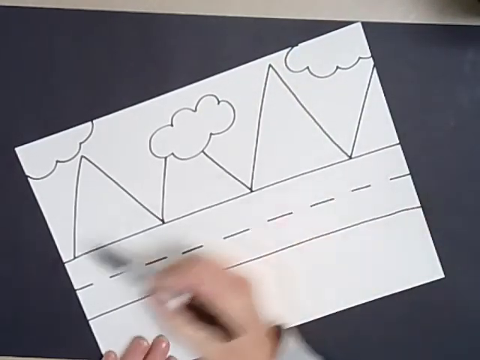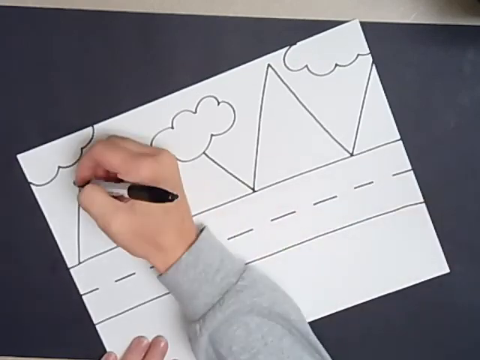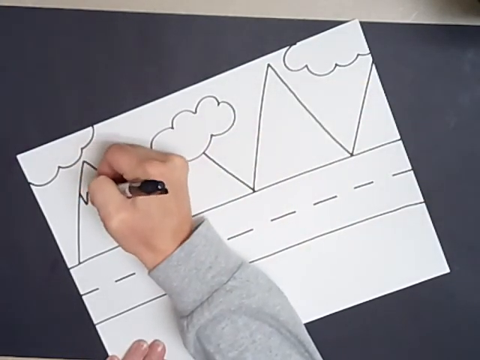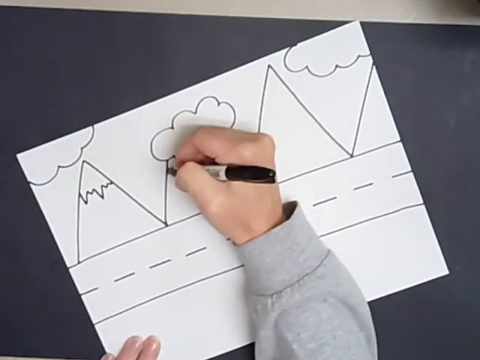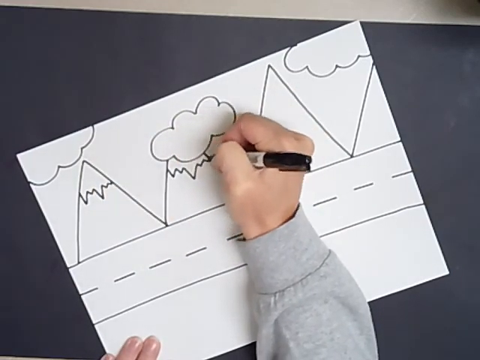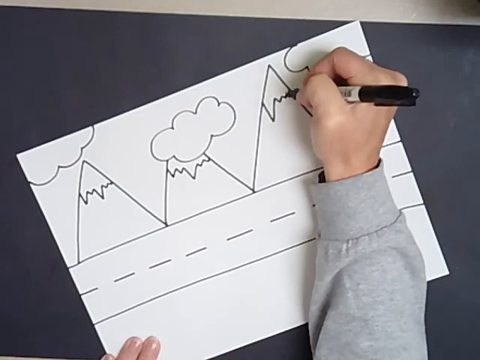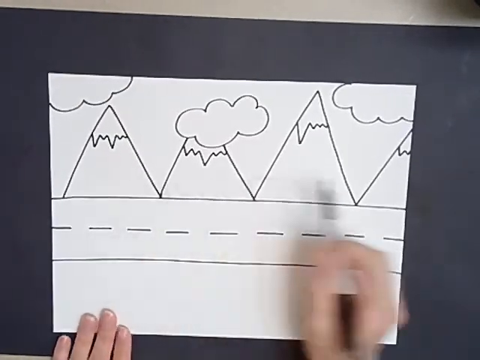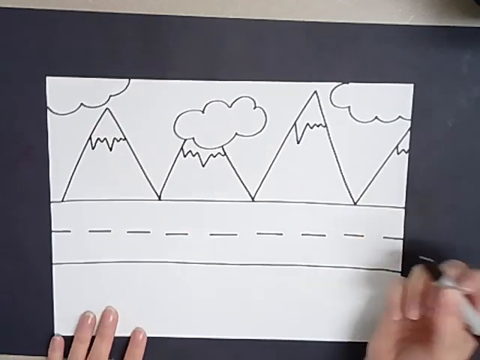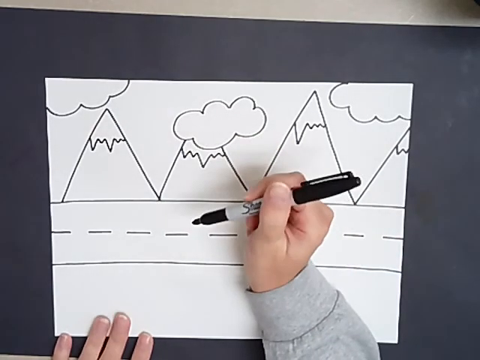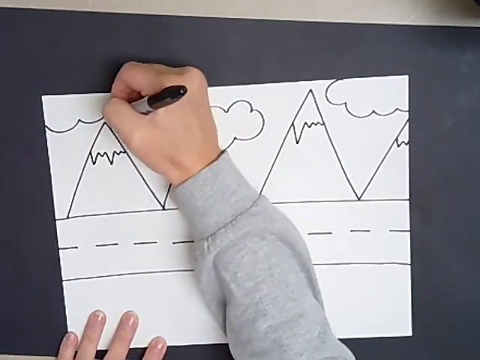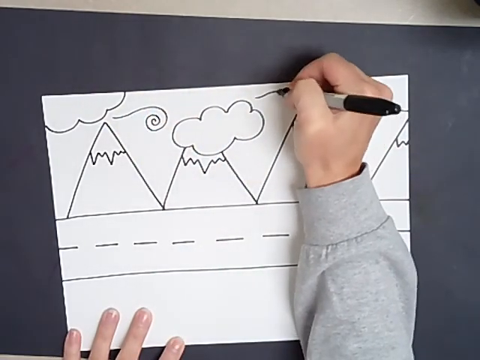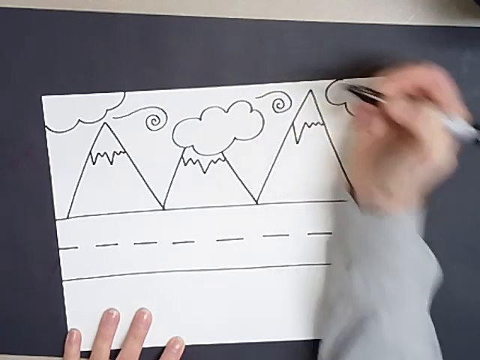Okay, so now my mountains are in there, but I also want to add the snow caps on the mountain. So I'm going to add another zigzag line. Okay, so now my mountains are done. Maybe it's also a really windy day, so I'm going to add some spirals to the background so it looks like the wind is blowing.